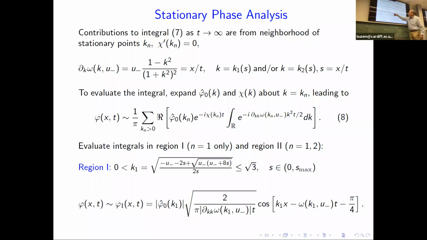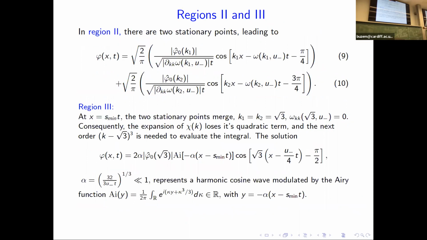In region 1, it's just a single phase. In region 2, it's a two-phase solution. And in region 1, we get a simple expression for the wave number, for k1. And so we can write the solution using the stationary phase analysis. In region 2, we have two values of k, k1 and k2, and a similar solution for each of those two values. We can add those together. It's a linear equation. And that explains region 2.